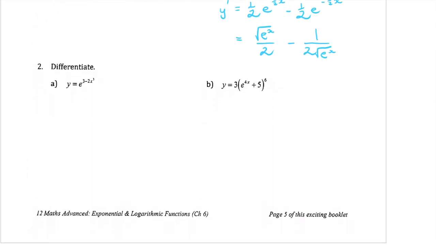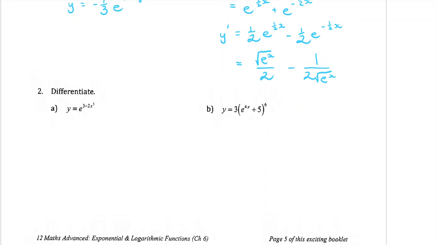Okay, let's keep progressing. Question 2. Differentiate. y equals e to the 3 minus 2x cubed. So y dash equals, what's the derivative of the power? Minus 6x squared. Okay, that's the derivative of the power. Then you keep the exponential e to the 3 minus 2x cubed. Power always stays the same.